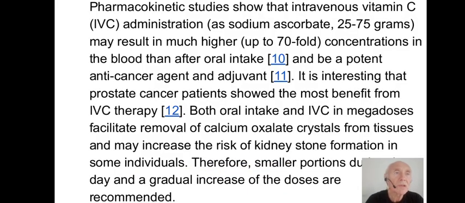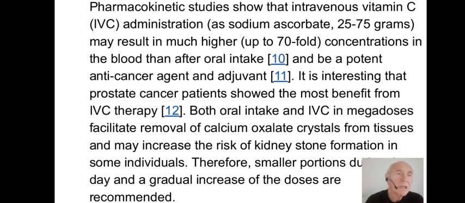So pharmacokinetic studies show that intravenous vitamin C administration, like sodium ascorbate, up to 25 to 75 grams, which is a lot, may result in up to 70 times higher concentration in the blood than oral intake, and would be a potent anti-cancer agent and adjuvant. It is interesting that prostate cancer patients showed the most benefits from this intravenous vitamin C administration.